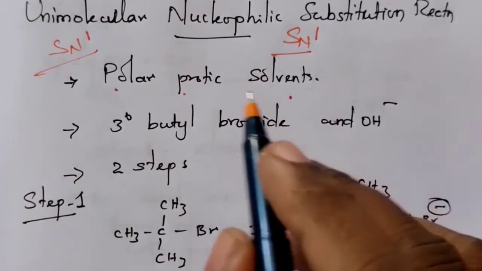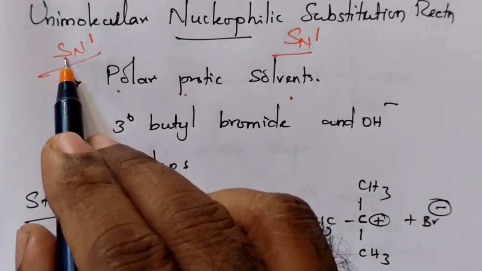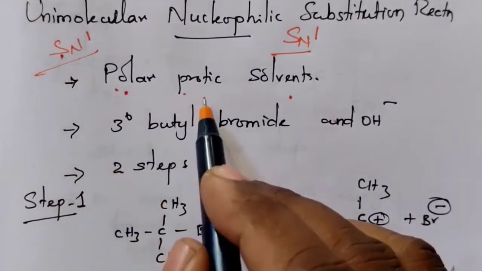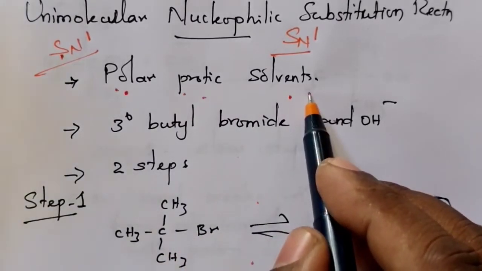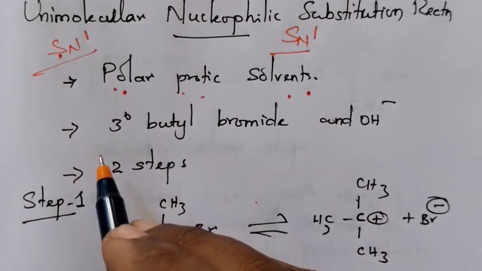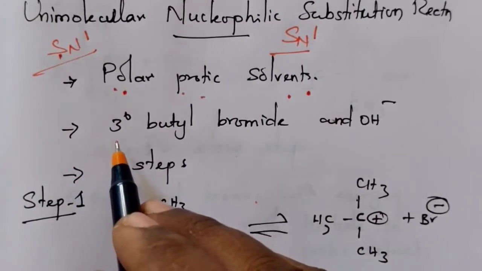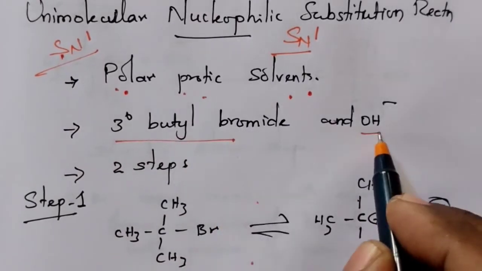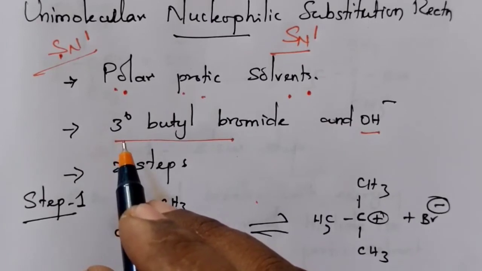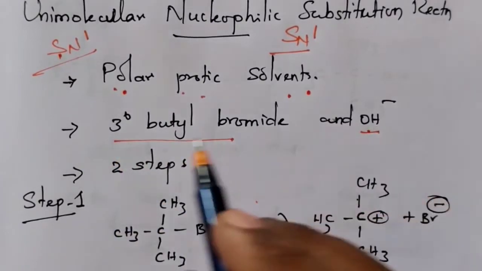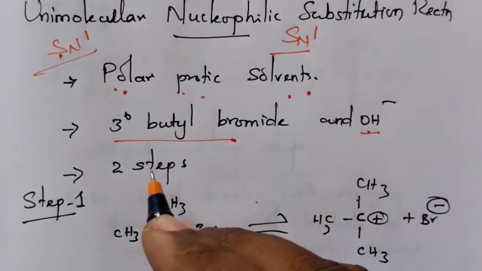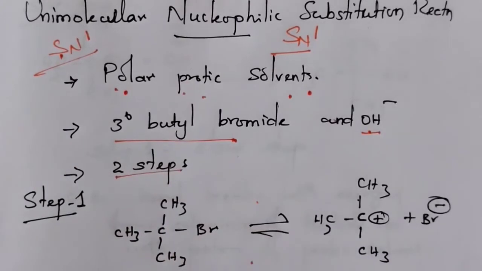So, this reaction, or SN1 mechanism, takes place only in the presence of a polar protic solvent. In the presence of the solvent only, this reaction takes place. As an example, we will consider the reaction between hydroxide ion and tertiary butyl bromide. This reaction proceeds through 2 steps.